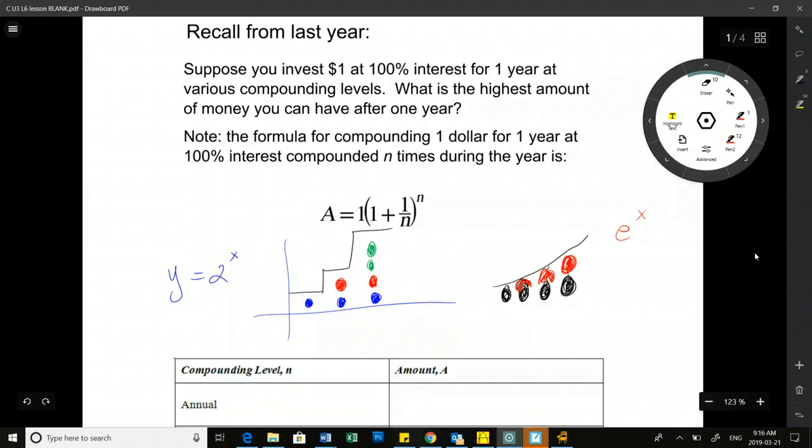Oh, and I can't erase again. That's good. Okay. So we'll just do this.